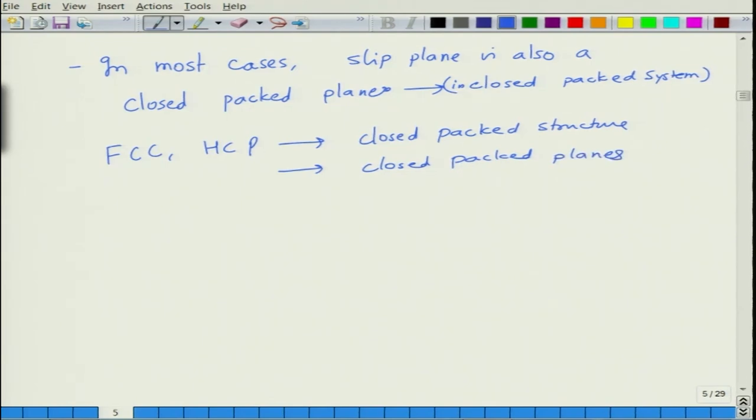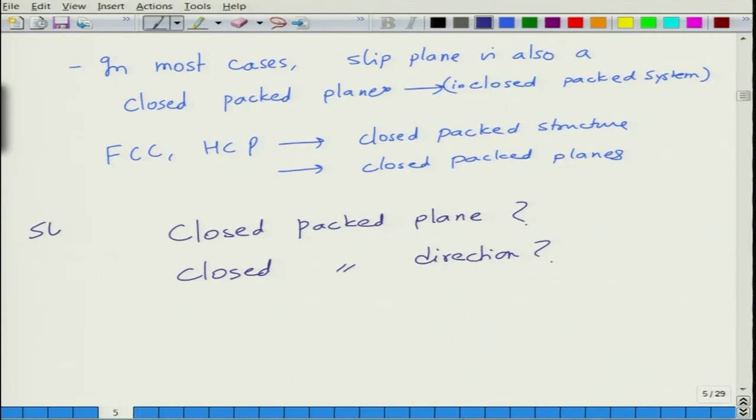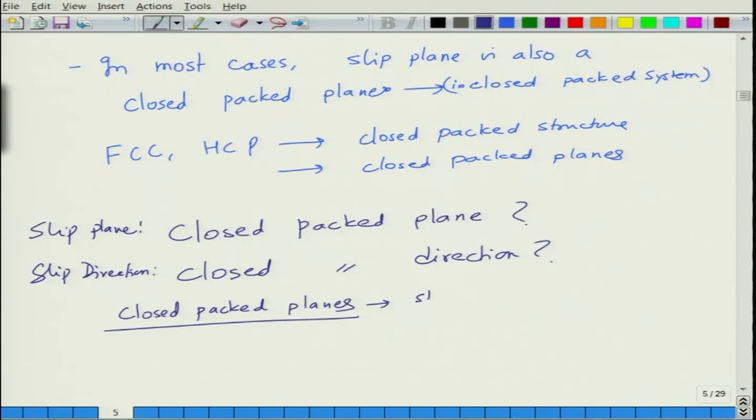So the question is, why are slip planes usually close packed? Why is the slip direction a close packed direction? This is the slip plane, this is the slip direction, and this is because in close packed planes the stress required to move atoms in them is smaller.